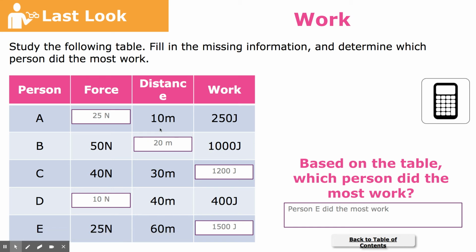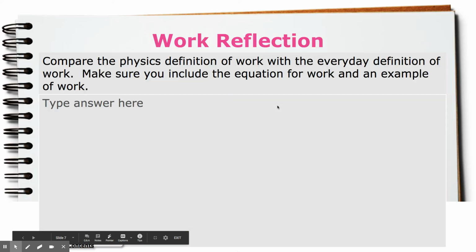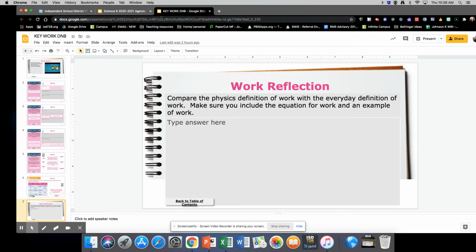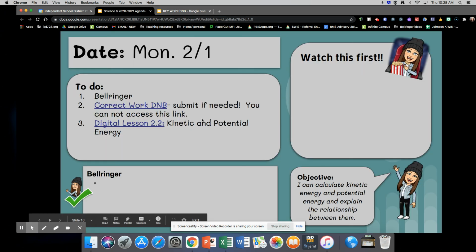Now when we're solving for distance, what we end up doing is work divided by force. So 1,000 divided by 50 is 20 meters. Then when we look at who did the most work, we look at the largest number, and that is person E with 1,500 joules. Your reflection will vary based on what you did or what you wrote. So we'll check those.